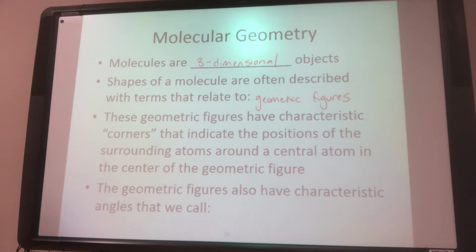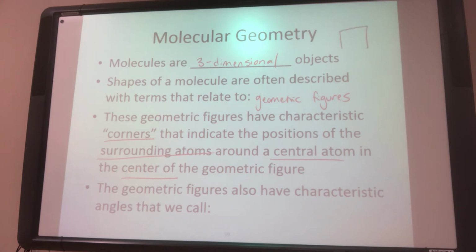So we'll talk about, instead of a circle, a sphere. We're going to talk about, instead of a triangle, a pyramid. So we're going to talk about three-dimensional shapes. So when we talk about these three-dimensional shapes, the corners of that shape are going to be the surrounding atoms, and in the middle, the center of that shape, is where the central atom is going to be.